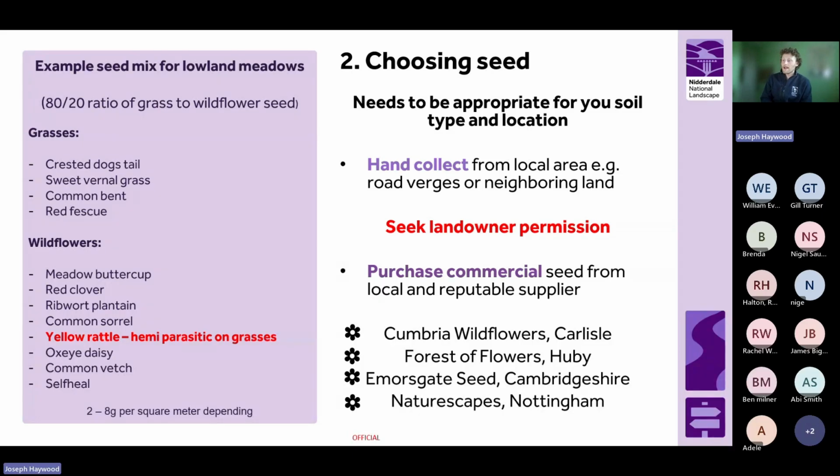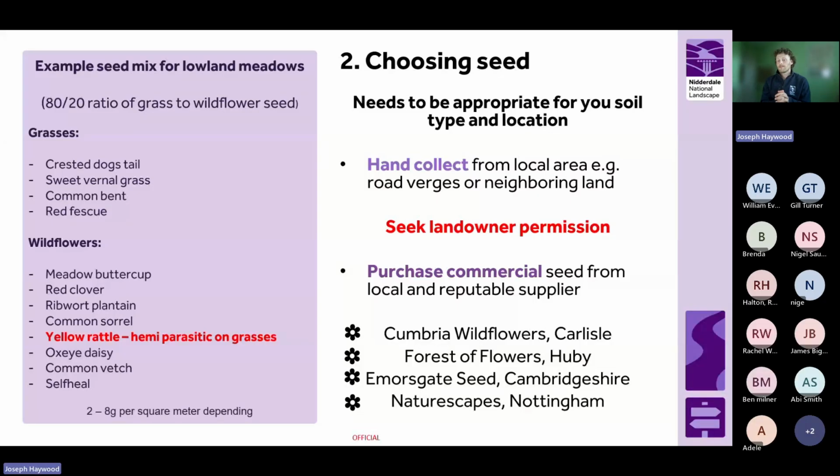As you can see there in red, yellow rattle, that's a hemiparasite on grass, sometimes called the meadow maker, and it's really important for meadow restoration. As that grows, it does photosynthesize itself and create its own energy, but it does partly parasitize grasses, reducing the vigor of the grass, and that creates lots of little spaces for all these other species to start colonizing. So yellow rattle is really important.